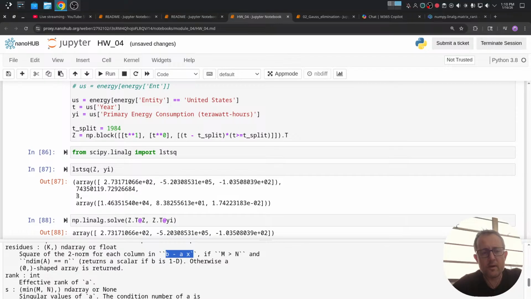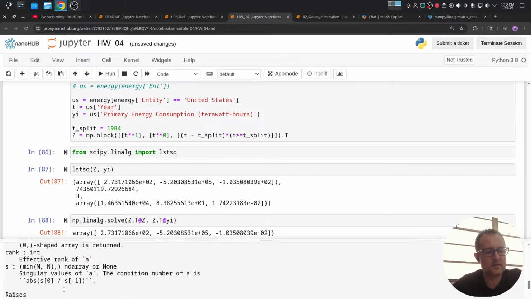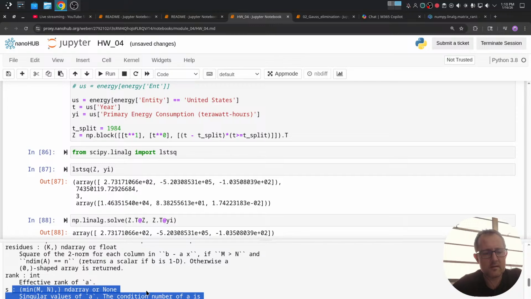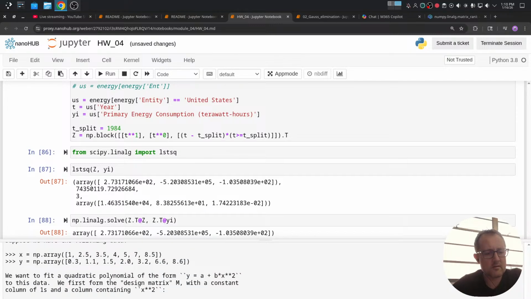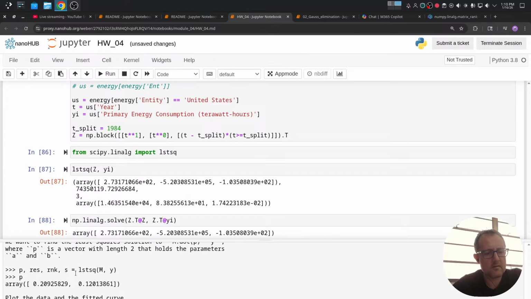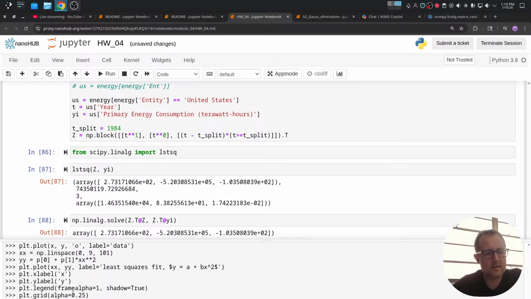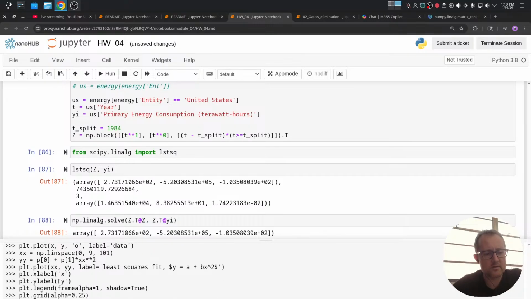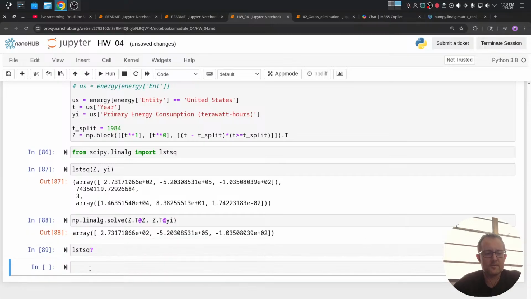So the rank of 3 makes sense because I'm looking for three values. And what is this one? Min of MN. P, residual, rank, S. So the constants are P, residuals. Anyway, okay, so it gives you some more information. If you want that, it's pretty helpful.